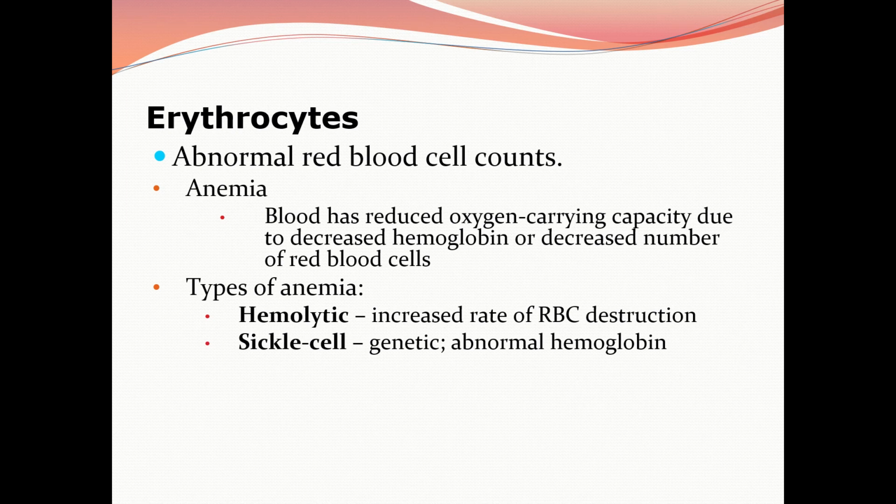Sometimes there are abnormal red blood cell counts, and this is known as anemia. In anemia, blood has reduced oxygen carrying capacity due to decreased hemoglobin or decreased number of red blood cells. The types of anemia can include hemolytic, which is the increased rate of red blood cell destruction, or sickle cell, which is genetic and abnormal hemoglobin proteins change the shape of the red blood cell. They can no longer then travel through the capillaries and they get backed up and can take away blood flow to tissues.